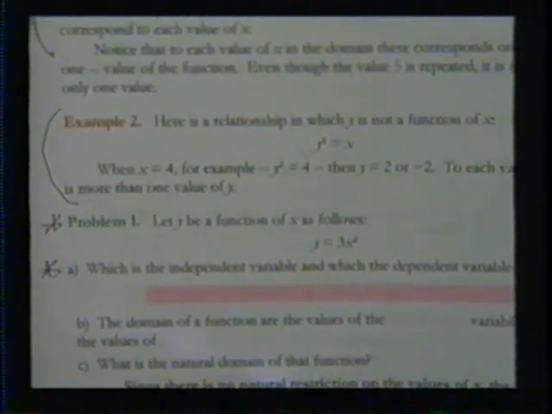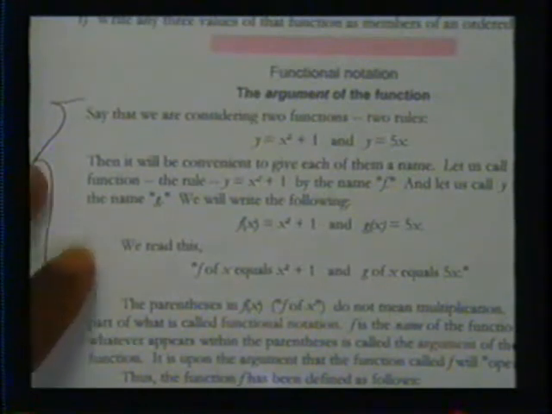Okay, so problem 1, it says let y be a function of x as follows. Y equals 3x squared. Which is the independent variable and which is the dependent variable? Let me pick someone. Nicholas. X is the independent and Y is the dependent. Very good. All right, man, you smart. I'm scared. I know, right? Okay. All right, let's skip to something else.